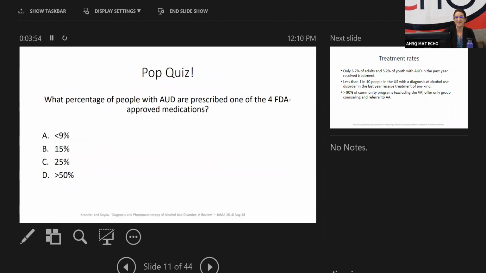So again, this is the pop quiz, which I won't have you answer here, but the question is, what percentage of people with alcohol use disorder in the US are prescribed one of the 4 FDA-approved medications? And you can kind of look over there and think what you think it might be. The answer is actually A, so less than 9%.